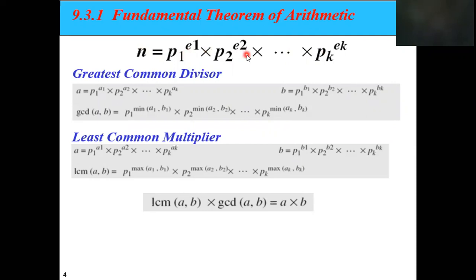So e1, e2, e3 are non-negative integers. If e1, e2, e3 are all 1, then we have one case, and if these are not 1, then it means any composite number can be written as a product of powers of primes. Another definition is greatest common divisor and least common multiple. We have already discussed these definitions, so I am not going into the depth of these two definitions.